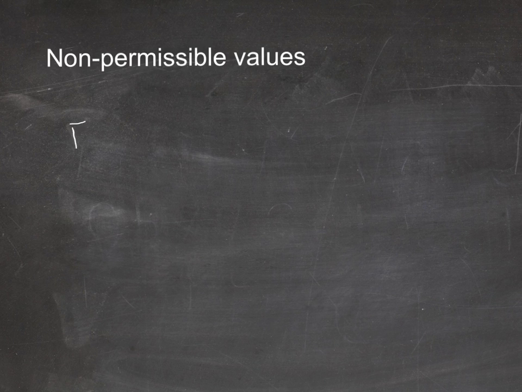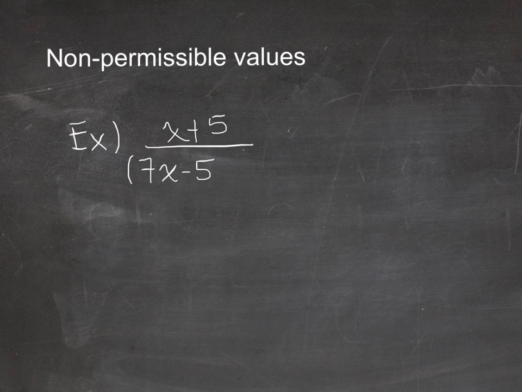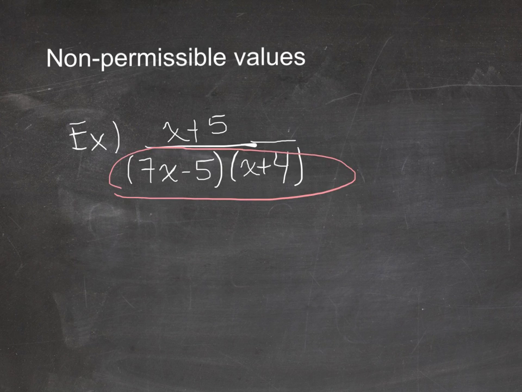So for example, let's say we have this rational expression, x plus 5 over 7x minus 5 and x plus 4. To list my non-permissible values, I look at just the denominator, and I think, what values of x would make the denominator 0? Again, this goes back to factoring.